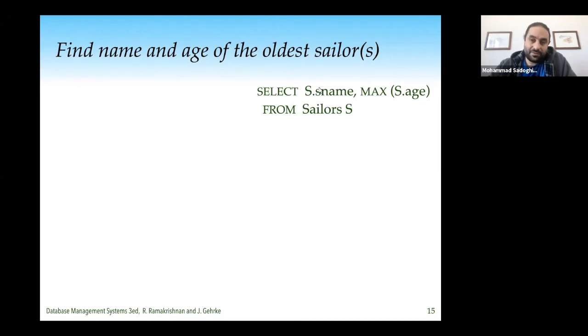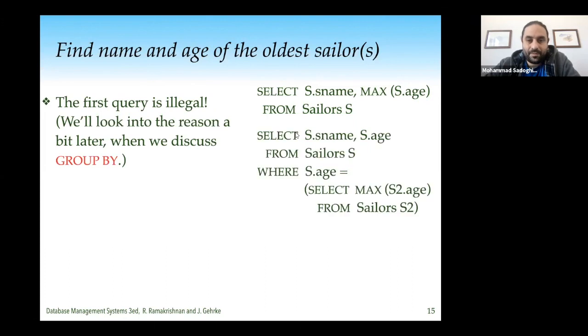What would this query return? It's going to get the name of the sailor and just add the maximum age of any sailor. These two are not really related to one another, and in fact the database will flag this as an invalid query. It's a malformed query.